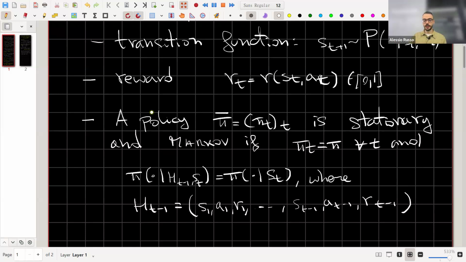And here the history is a bit different from the bandit case. In the bandit case, we started with an action. Here with MDPs, we start with an initial state. And then you take an action, you observe a reward, and you observe the next state, and so on. So here the definition of history is a little different.